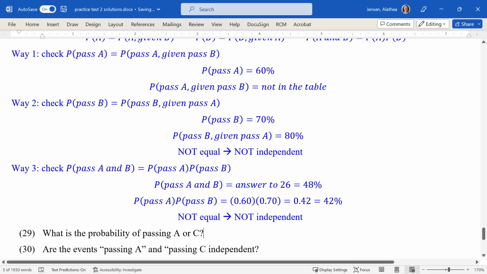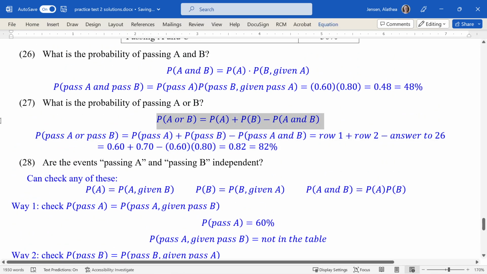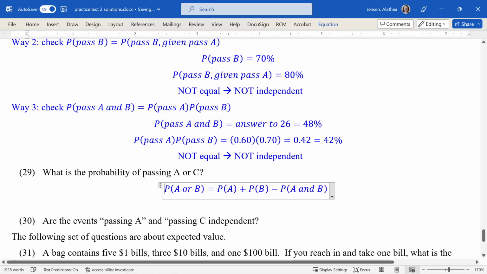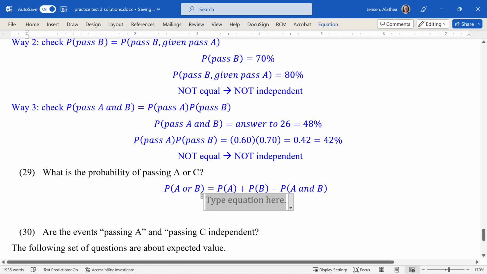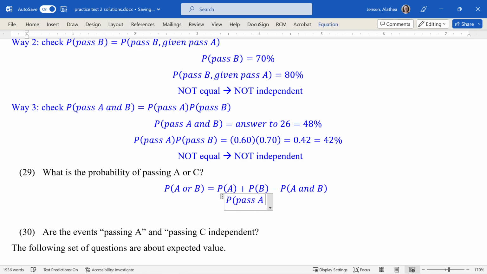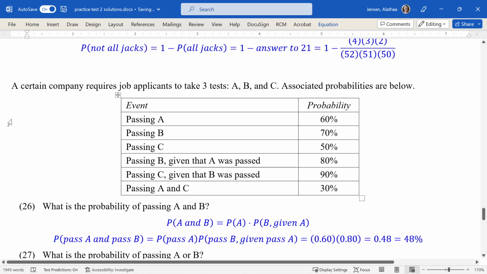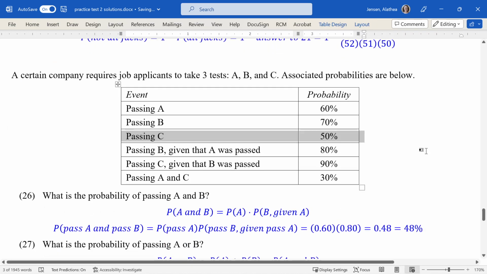All right, number 29. What is the probability of passing A or C? Again, I'm going to use my full OR formula, not assuming mutually exclusive, because it's not mutually exclusive to pass A or C. You can do both of those. So my 2 events for the formula are pass A or pass C. I'm going to calculate the probability that you pass A plus the probability of passing C minus the probability of both. So I hope I know a way to do both. A and C, those are the first and the third row in the table. So that's 60% and 50%.